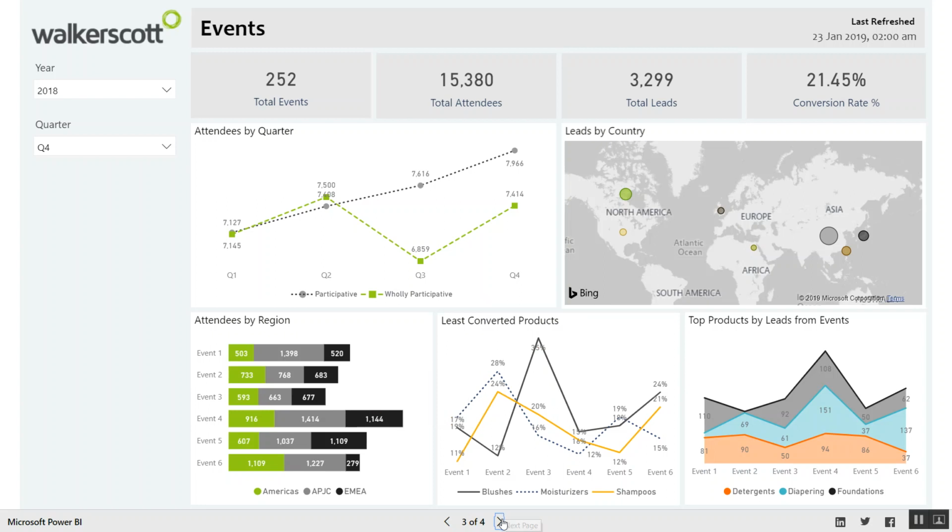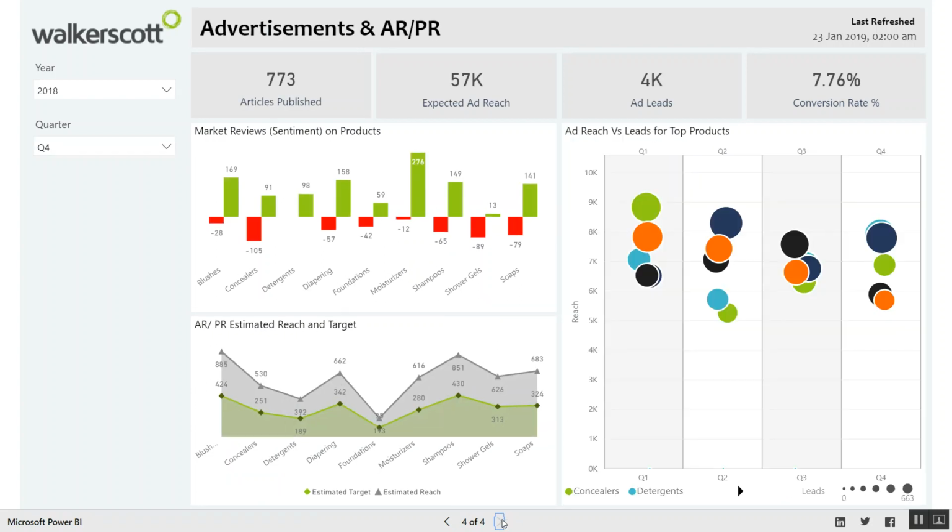Scroll across to our last page, and we talk about our reach, our advertisements and our advertisement reach. So again, we have our articles published. So where do we have our articles? How many did we have? How many people do we think we should hit? And how many leads? And again, our conversion rate. So again, we've got some different graphs highlighting different areas within the business and how successful they are in marketing.